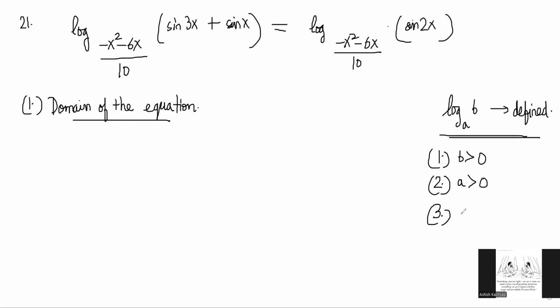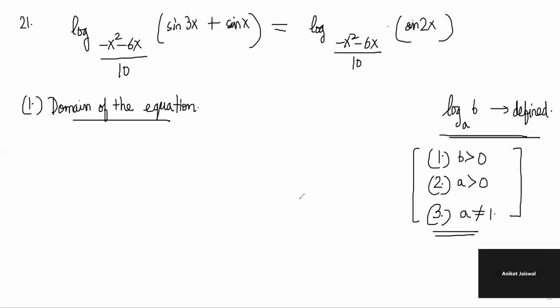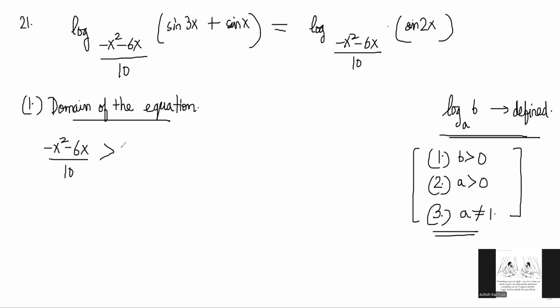The third condition is that a should not be 1. B1 can be, it should not be 1. Yes, sir. So when we look at this, we have to check all of this. So basically, first of all, check that minus x square minus 6x by 10 should be greater than 0 and should not be 1. So there is a negative sign here.